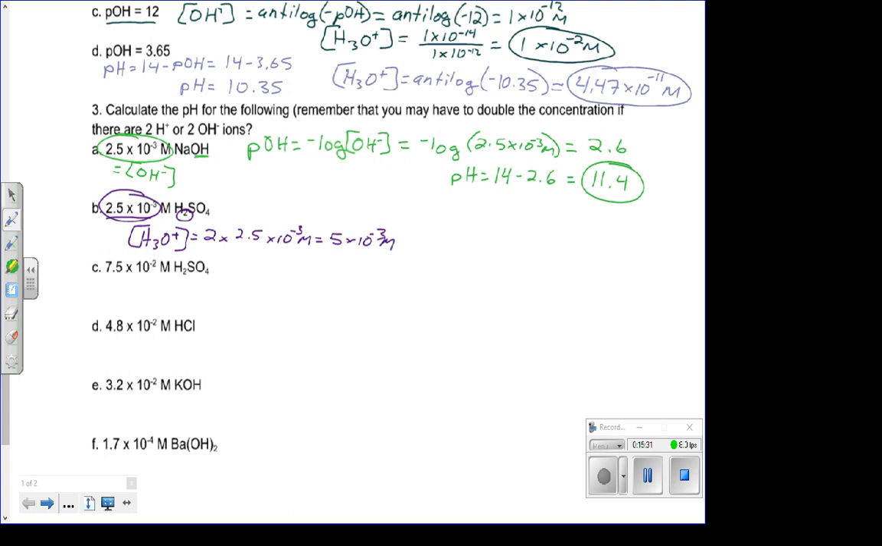Okay, so again, we have to double this concentration because there are 2 H's in the formula. Now that we have our H3O concentration, we can plug that into the equation. And negative log of 5 times 10 to the negative third is about 2.3.